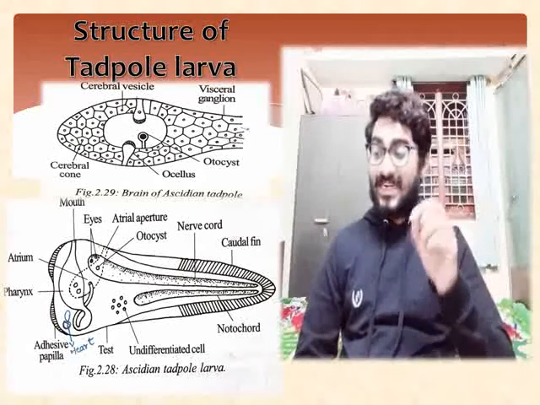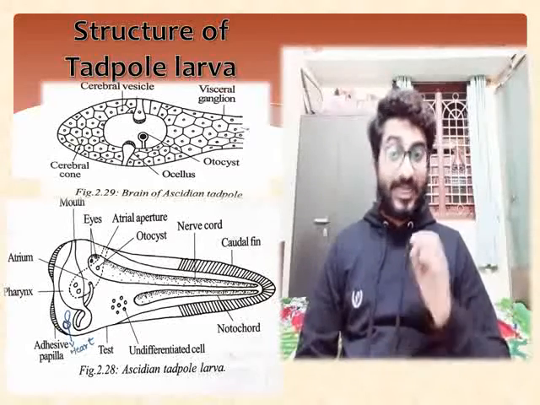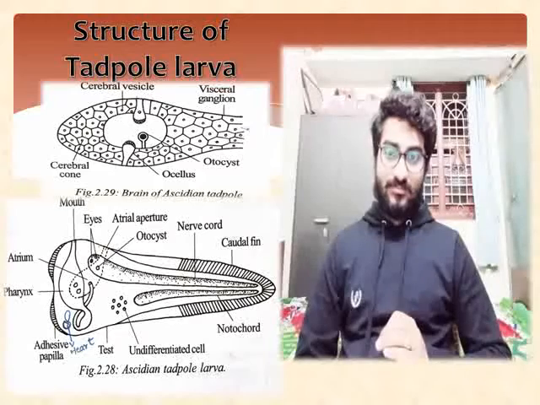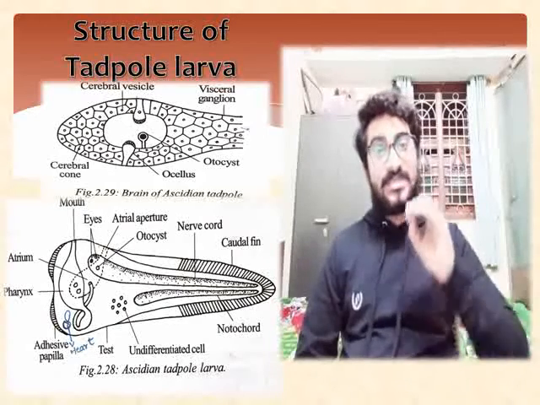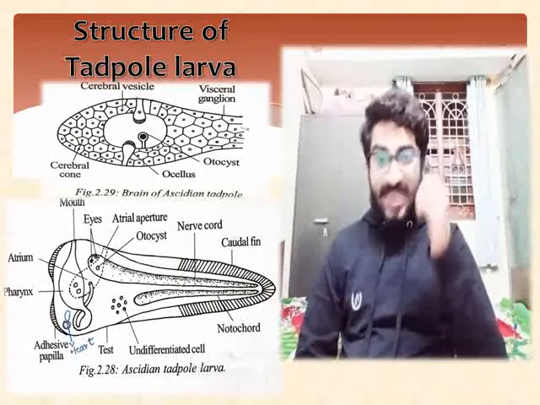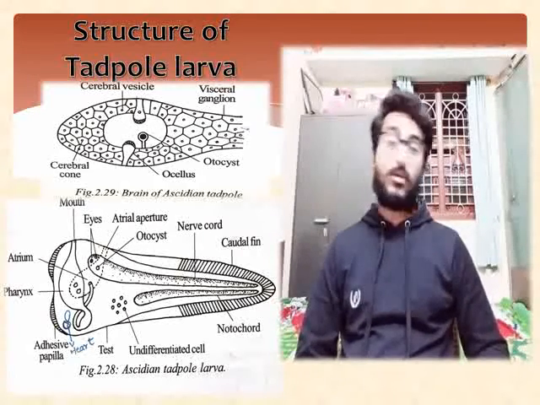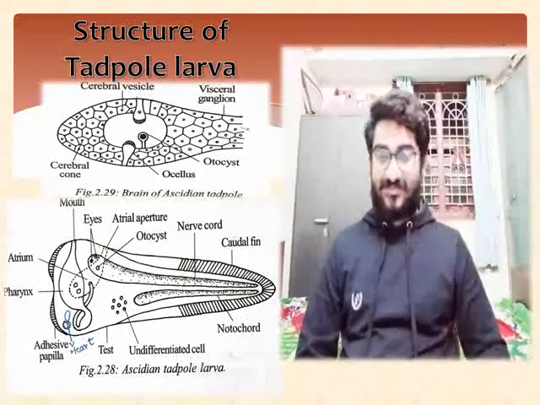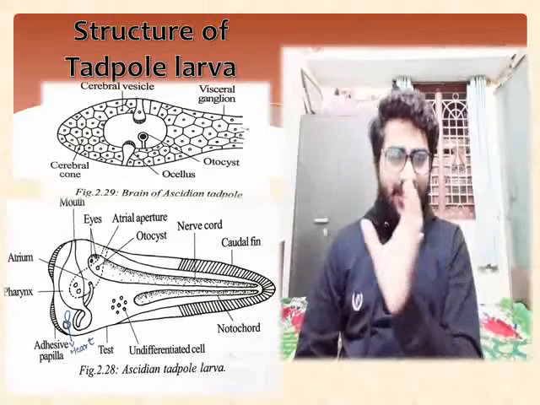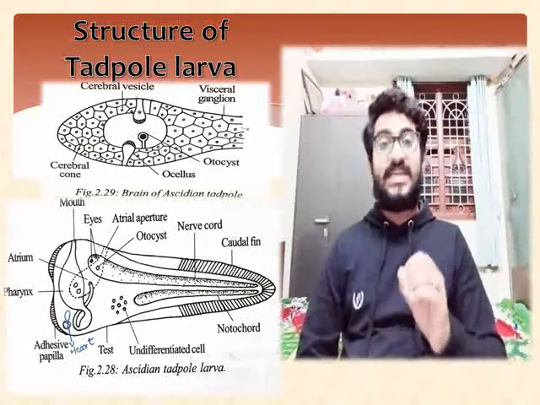The pharynx contains 6 pairs of gill slits. The pharynx opens into the atrium, and the atrium opens to the exterior by an aperture called the atrial aperture. The mouth is closed, it is not open, by the test, because it does not feed during its lifetime. So this is all about the structures which are present in the ascidian tadpole larvae.